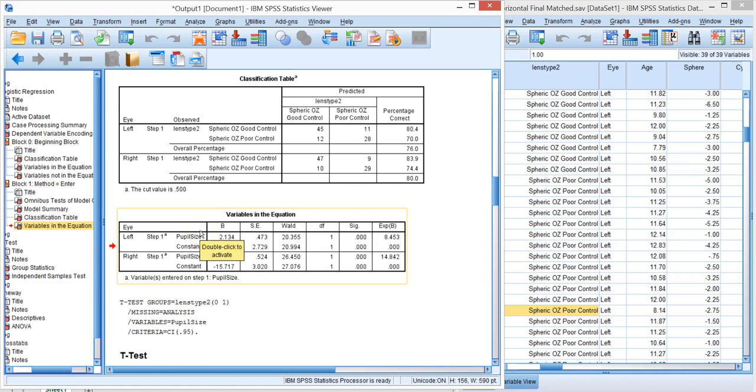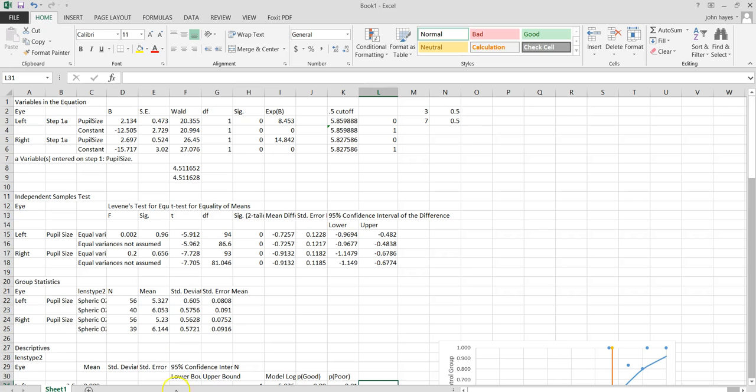So let's copy this, the variables in the equation, and then we have put it into Excel. This is what we just copied, this little section right here. And there's the information, one for the left eye, one for the right.